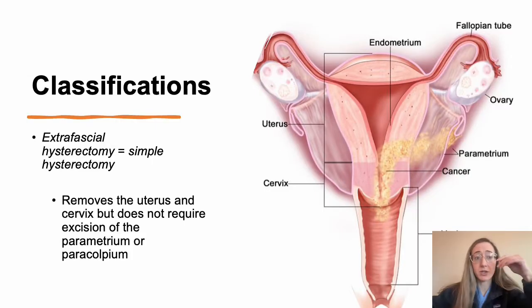So before we get into the classifications of radical hysterectomy, I just wanted to make this point here because I see this sometimes taught wrong. An extrafascial hysterectomy is a simple hysterectomy. I think sometimes this gets passed down and it's confusing, but extrafascial is just a simple hysterectomy. So it's really the more common hysterectomy that we do. It removes the uterus and cervix. We're not taking any extra tissue, no parametrium or extra vagina.